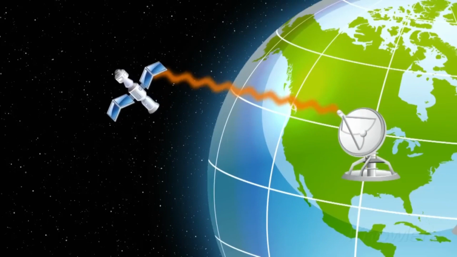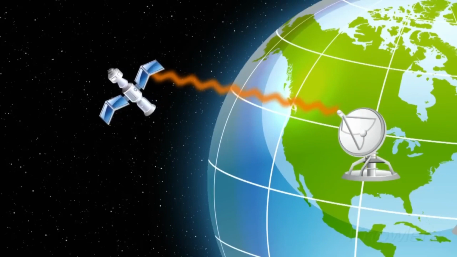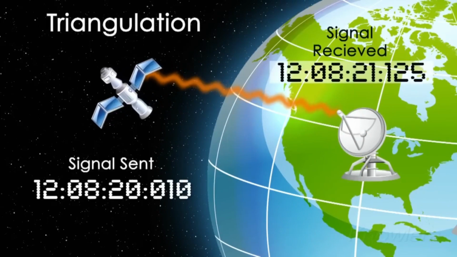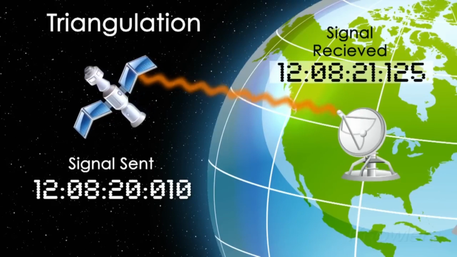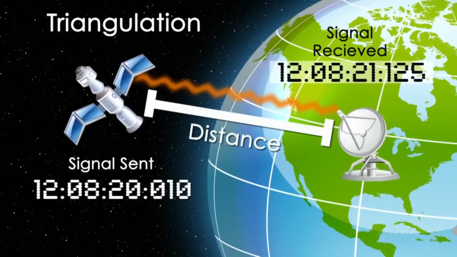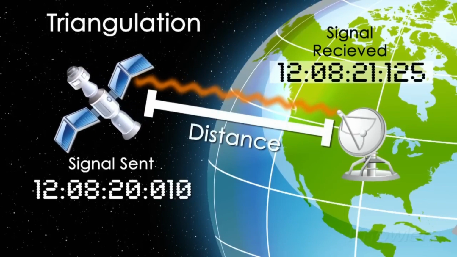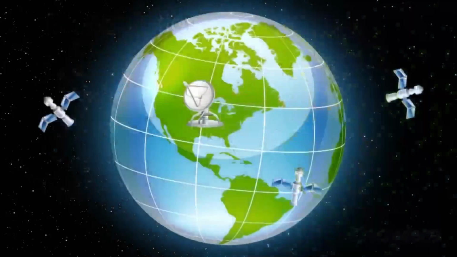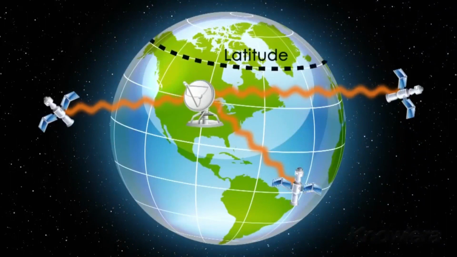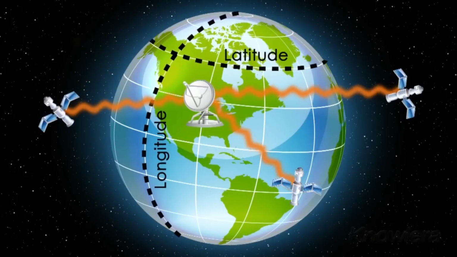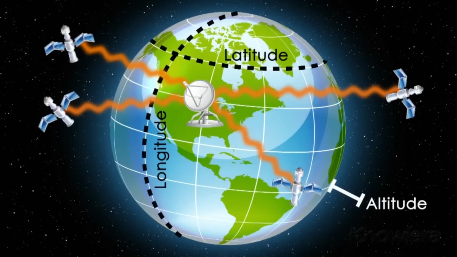GPS receivers use this information to do a special calculation called triangulation. The receivers compare the time that the signal was sent from the satellite with the time that the signal was received. The difference in time indicates the distance between the receiver and the satellite. A GPS receiver needs to get signals from 3 satellites to calculate latitude and longitude. If it gets a signal from 4 satellites, it can also calculate altitude.